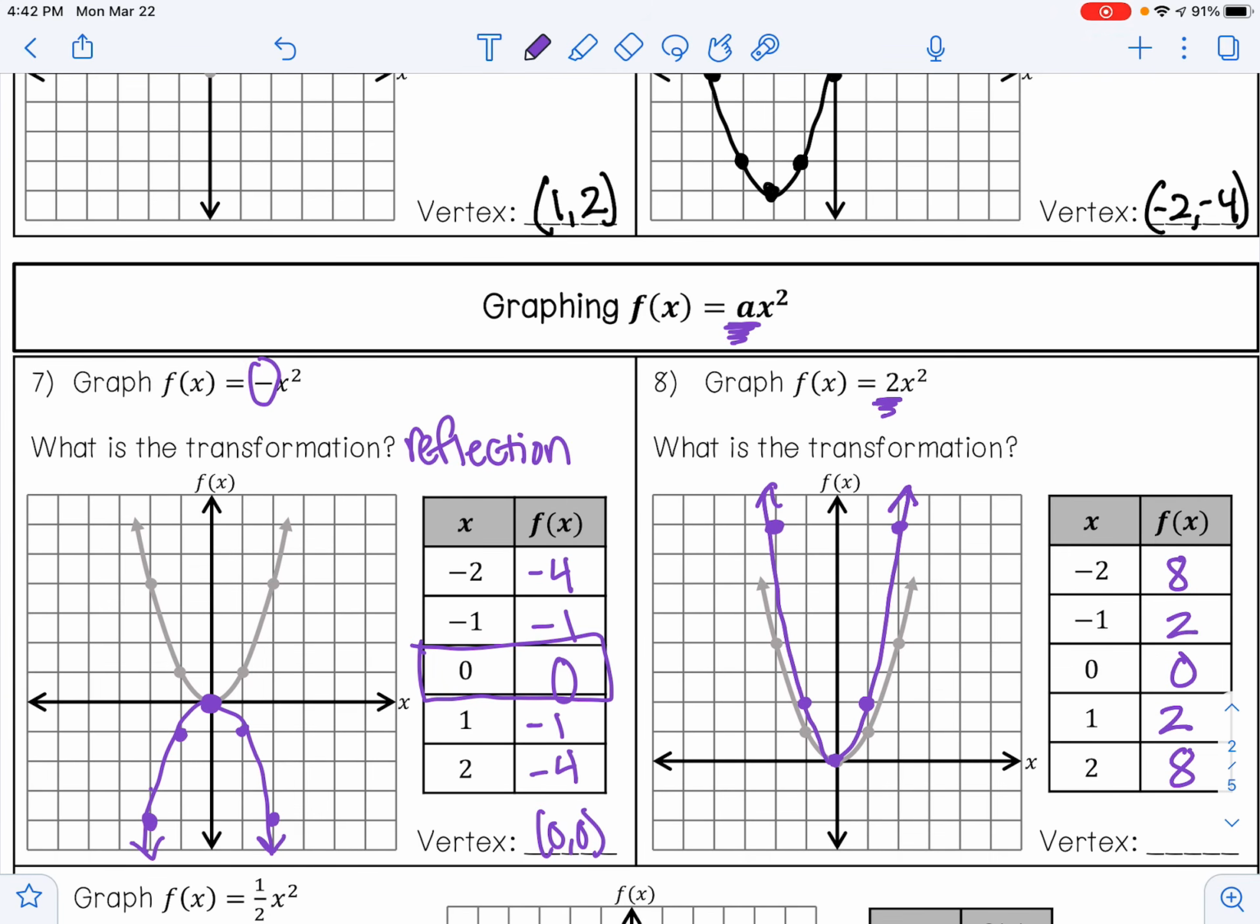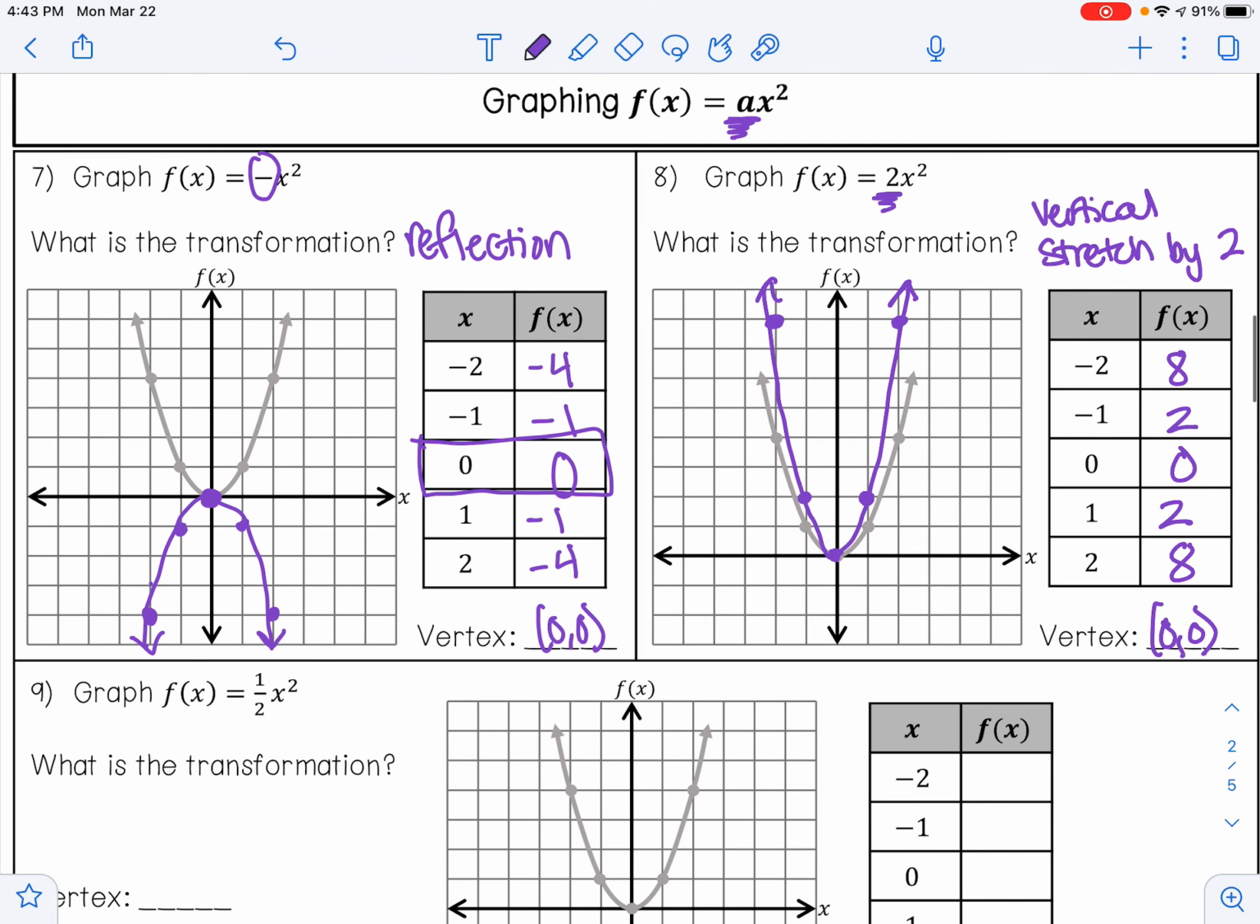All right, so what happens is if you look at this graph, it has been pulled up. It's been made skinnier, right? This point has now moved up here. This point has now moved up here. And so it's like we're holding it and we're stretching it. And so this is a vertical stretch. And you could even say vertical stretch by a factor of 2 because we multiplied by 2. Here my vertex is still the ordered pair 0, 0. Let's see what happens on number 9.